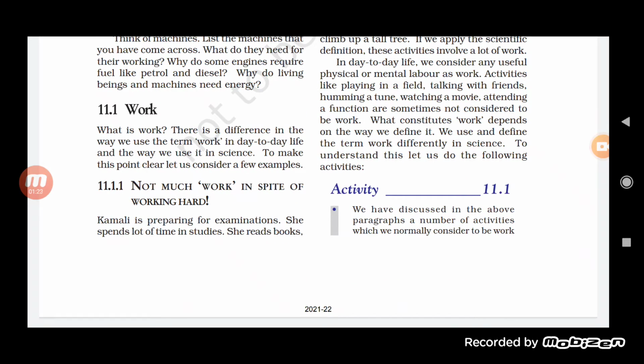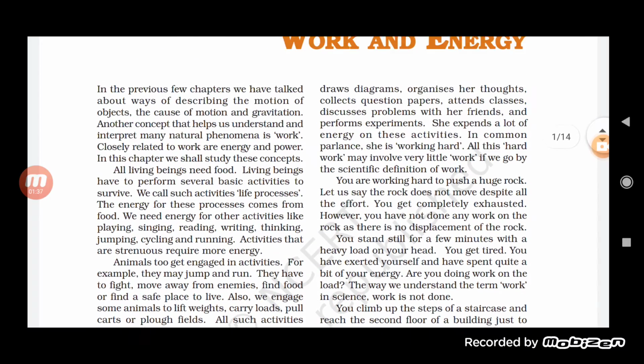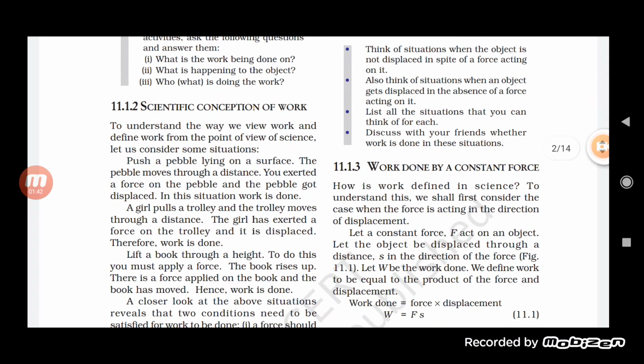What is work? Normally, when we use this term in our day-to-day life, we say that work is the thing that we do every day. Okay, now in terms of physics, there is another concept of work. There is some other scientific conception of work, students, and that is what.